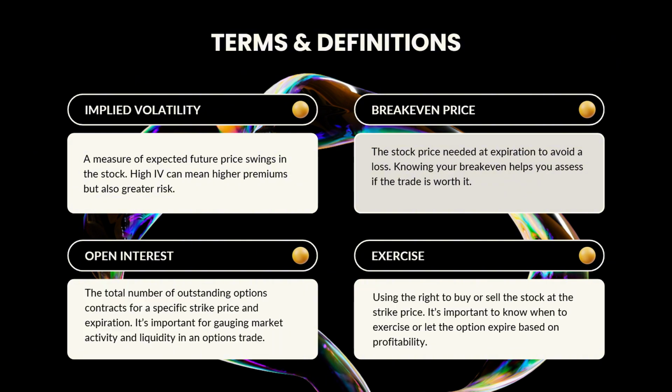All right, we have implied volatility, break even price, open interest, and exercise. Implied volatility is a measure of expected future price swings in the stock. High implied volatility can mean higher premiums, but also greater risk. The break even price is the stock price needed at expiration to avoid a loss. Knowing your break even helps you assess if the trade is worth it.